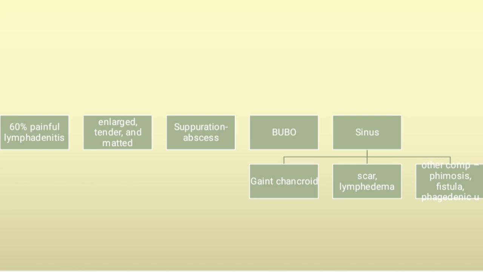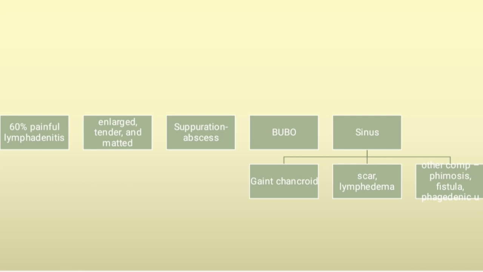They undergo suppuration to form an abscess, that is bubo formation, and they can drain onto the overlying skin, leading to sinus formation. The sinus can further evolve to form giant chancroid, or it can scar and cause lymphedema, or other complications can occur like phimosis, fistula formation, phagedenic ulcer.